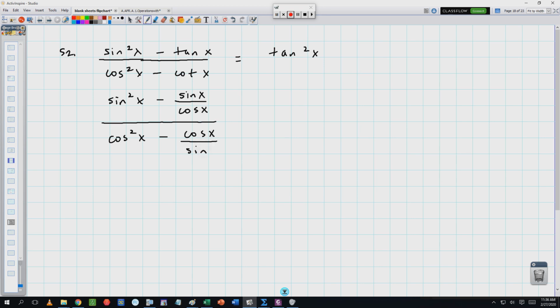I have created a complex fraction. The least common denominator of both of those fractions will be the sine and the cosine. So I'll multiply everything top and bottom by that.